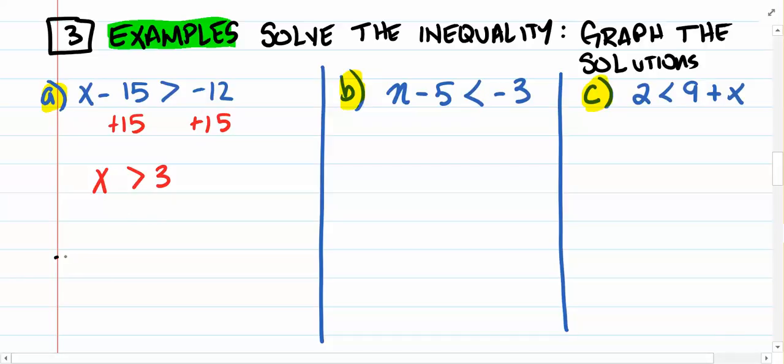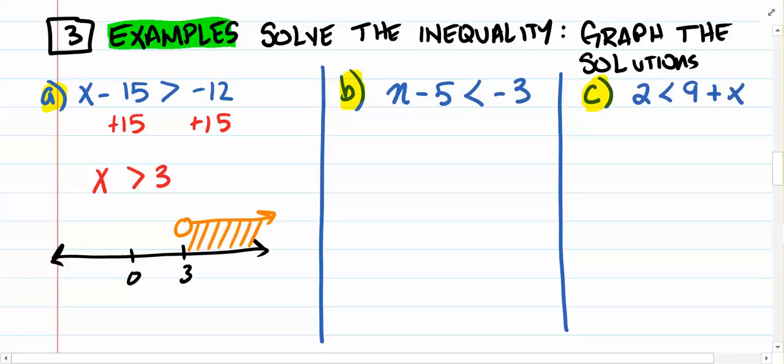So I'm going to graph this on the number line. Remember, as we saw in our previous section, I've got to give you 0, and 3, then I place an open dot above the 3 because I'm not including the 3, and I shade in the direction to the right. So I have solved and graphed the inequality.